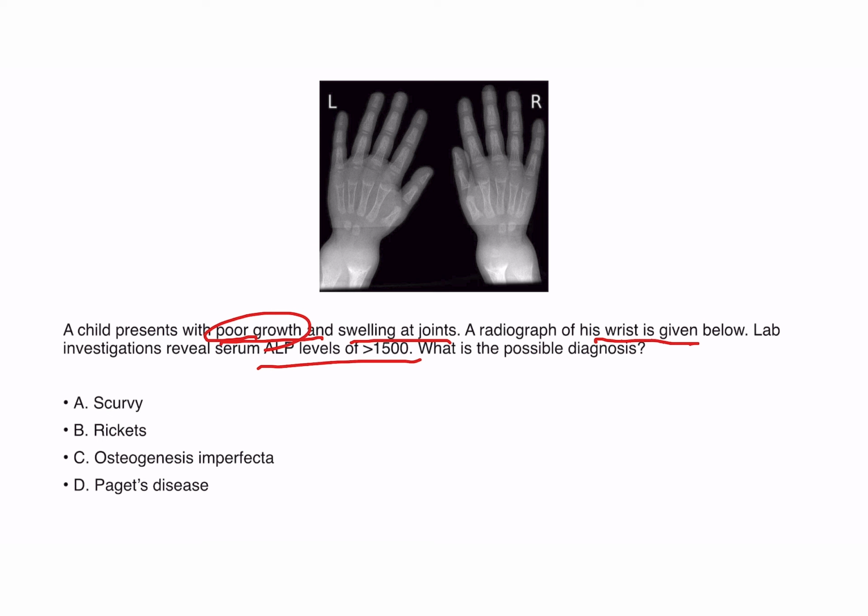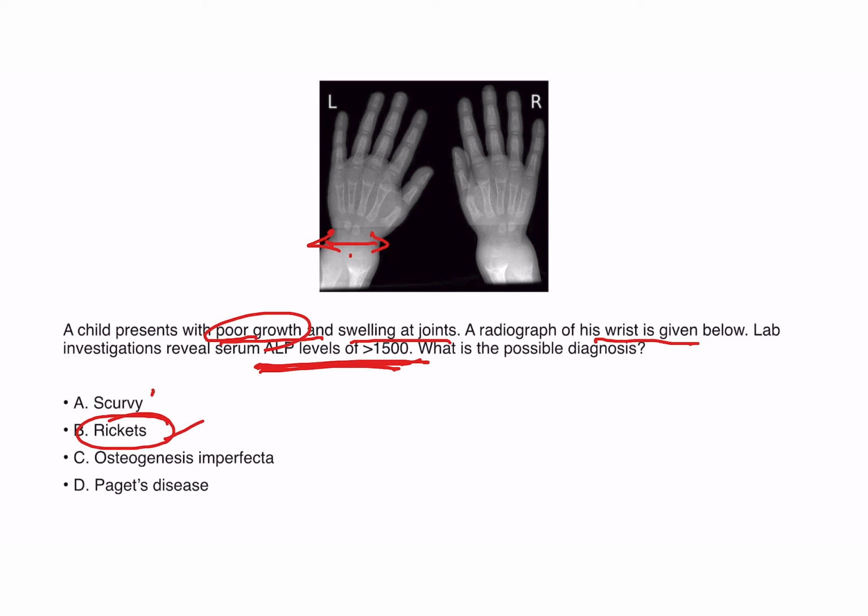Poor growth, widened wrist, poor growth in a child, it is rickets. Irrespective of the type of rickets, whether it is nutritional rickets, vitamin D resistant rickets, vitamin D dependent rickets, or X-linked dominant rickets, alkaline phosphatase is always elevated. That is a good marker to say that this child is having rickets. So the answer is rickets.